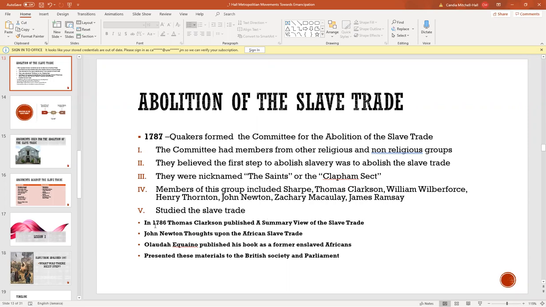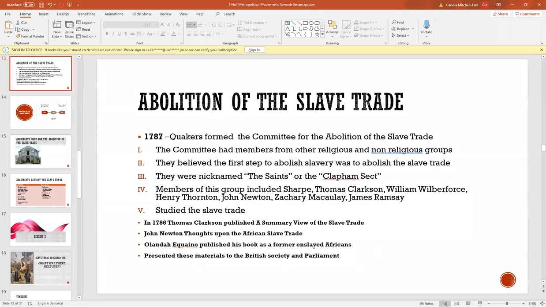They got a former enslaved person, Equiano, who escaped from the Caribbean and went to live in London. They allowed him to publish his book, and he wrote about all his experiences as an enslaved person. And they presented these materials to the British public and Parliament.